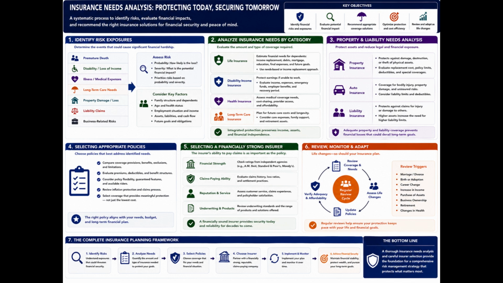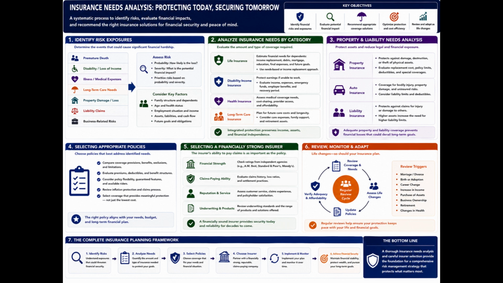Insurance needs analysis is a systematic process used to determine the type and amount of insurance protection required to safeguard individuals, families, and businesses from financial loss. The purpose of the analysis is to identify risks, evaluate potential financial consequences, and recommend appropriate insurance solutions that align with a client's goals and resources.